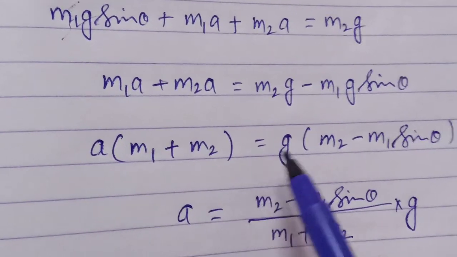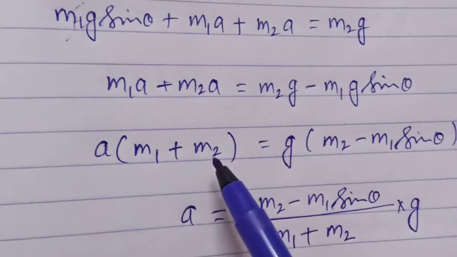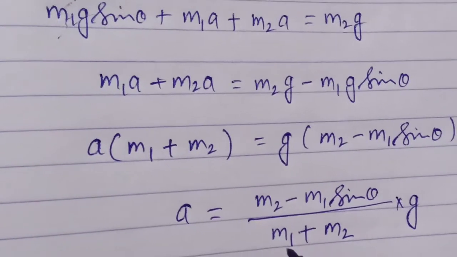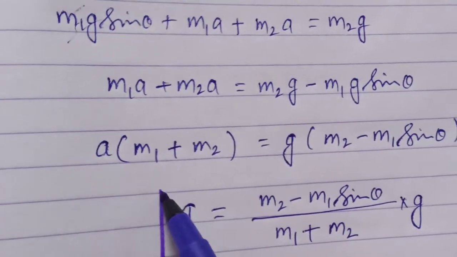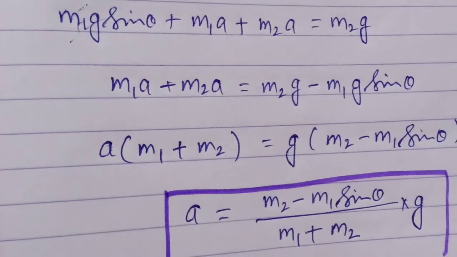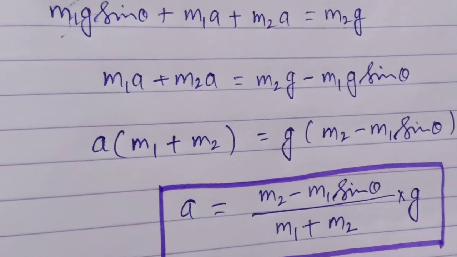This is from there. a is equal to m2 minus m1 sin theta, and this m1 plus m2 is going there, m1 plus m2, and this g is here. Okay, so by this we'll prove it. This is proved.